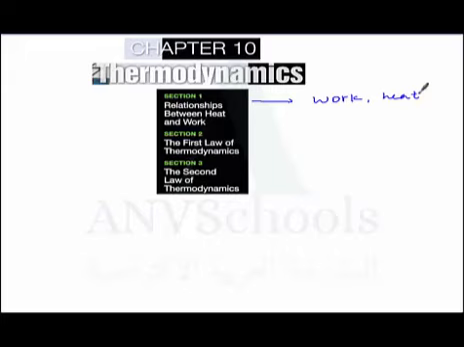So in that case we are going to see the relationship between heat and the amount of work done by the gas inside the cylinder, or the amount of work done on the gas. So we'll see 2 cases now.